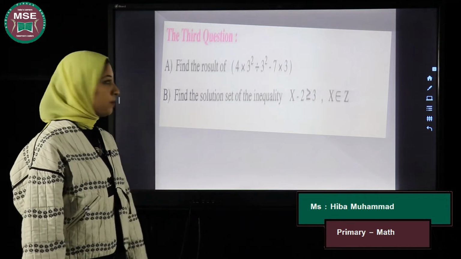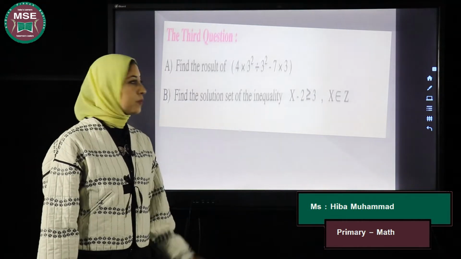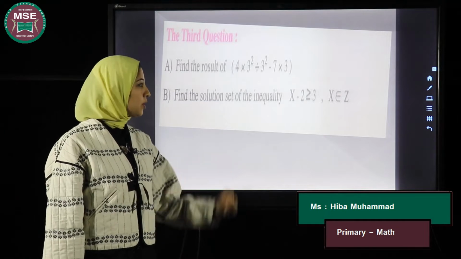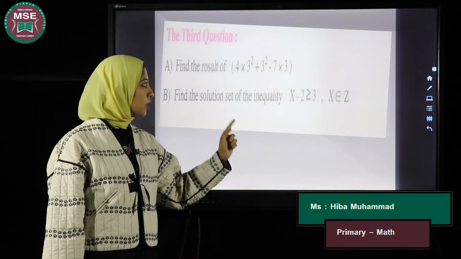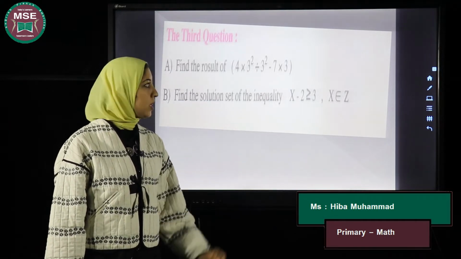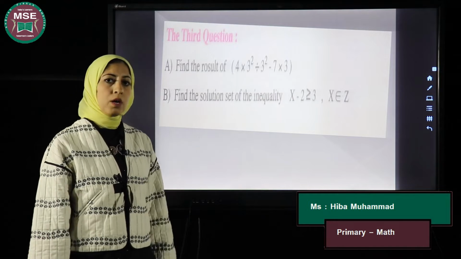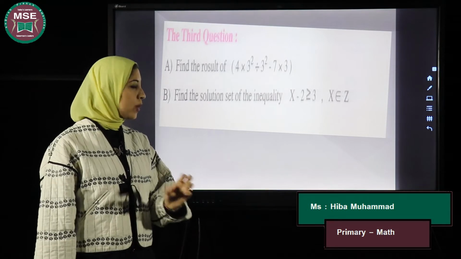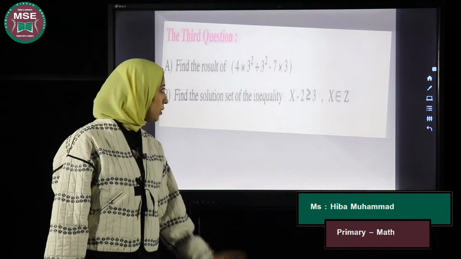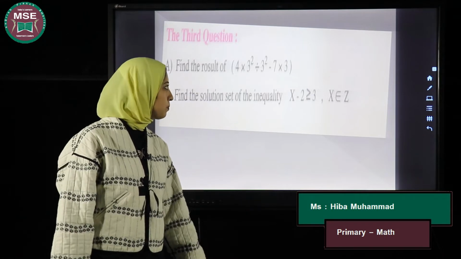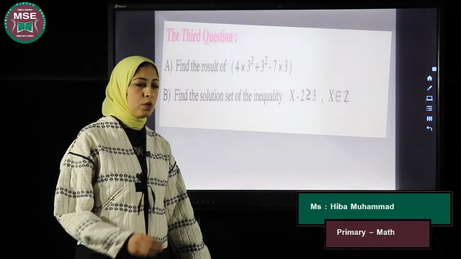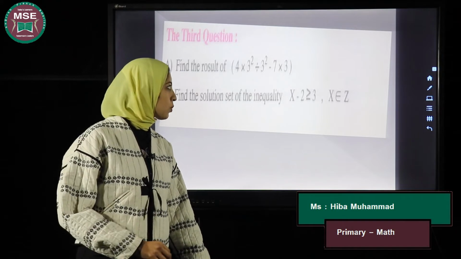The third question. Find the result of 4 times 3 to the power of 2 divided 3 to the power of 2 minus 7 times 3. Here in this problem, I don't have any brackets, so I will solve first each one alone. That means I will write 4 times. I'll solve 3 to the power of 2. 3 to the power of 2 means 3 times 3 equals 9.